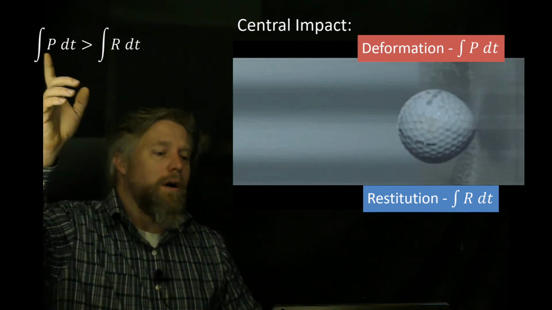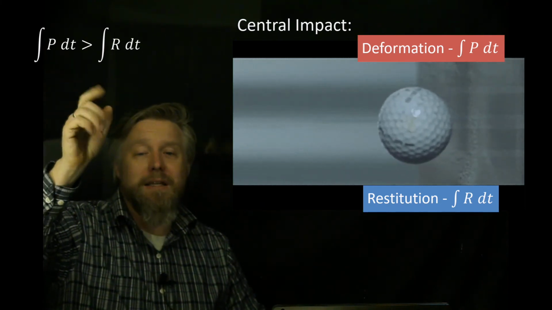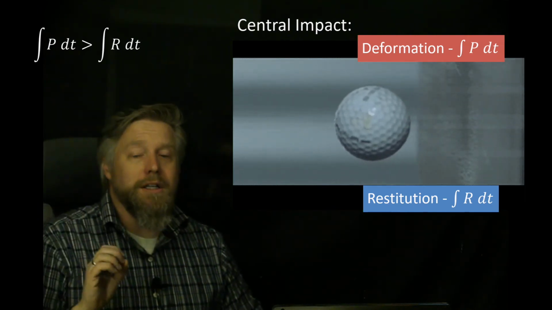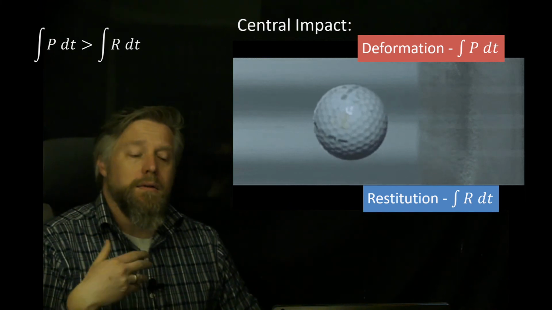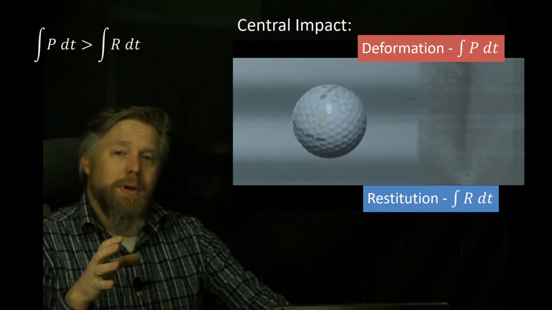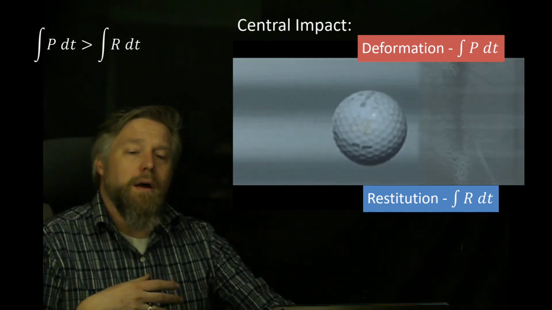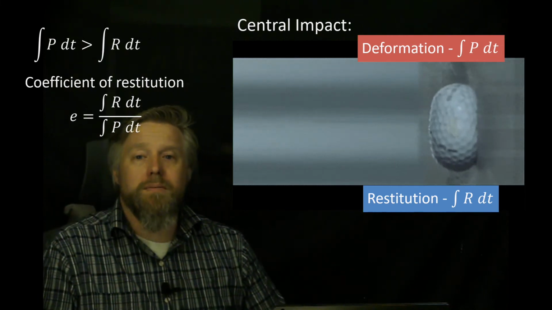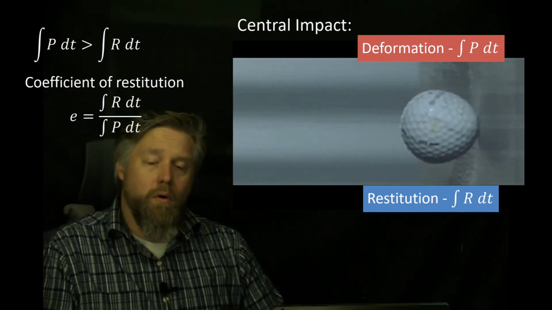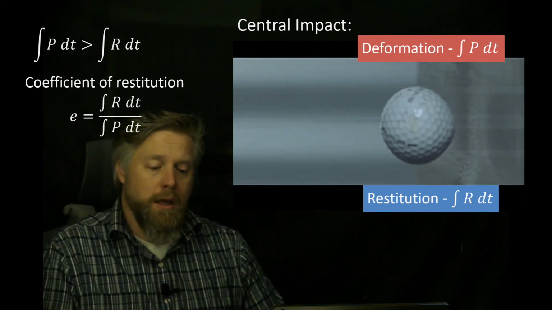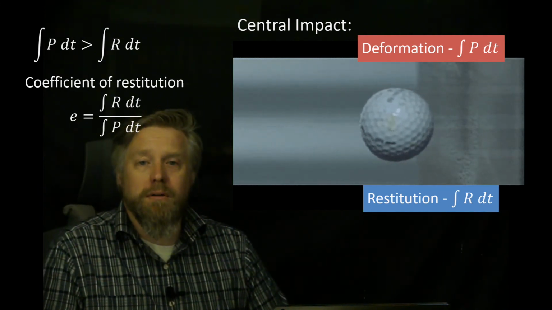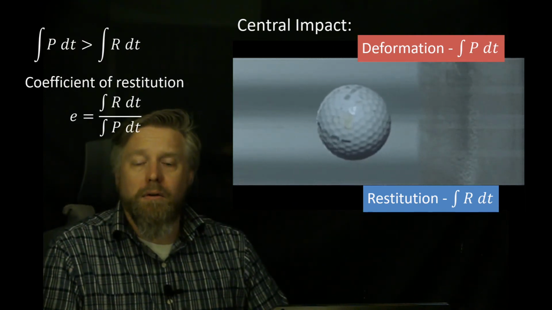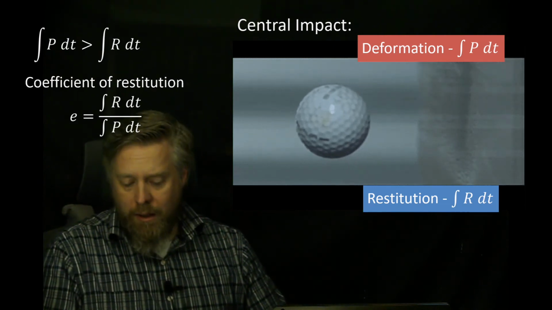So by definition, our integral of p dt, which is our deformation force, is going to be greater than our integral of r dt, which is that restitution force. So that's always going to be greater. But depending on the materials, we can come up with a quantity called the coefficient of restitution. The coefficient of restitution is going to be that restitution force over the deformation force. You can actually look these up for different materials. For example, you can look up a coefficient of restitution for steel on glass or for steel on steel, and you can get some quantities.